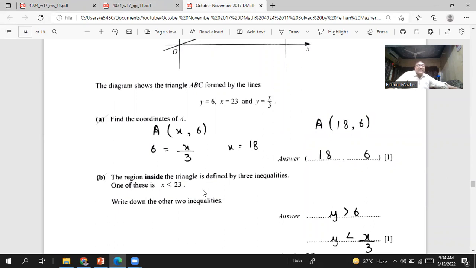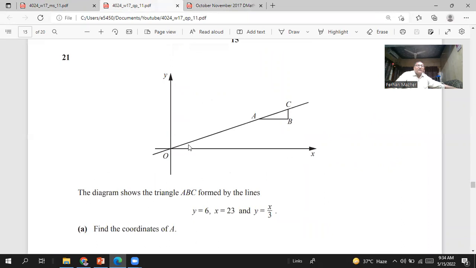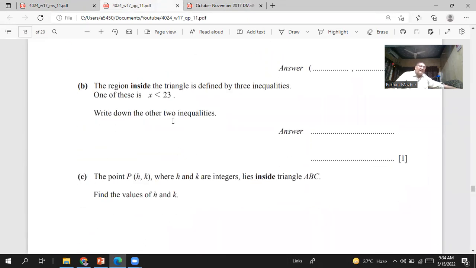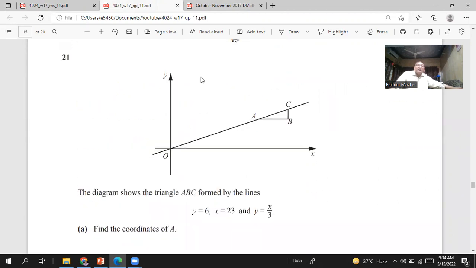The region inside the triangle is defined by 3 inequalities. Of these, one of these is x less than 23. And write down the other two. x less than 23 is this line, because the triangle is to the left of this line.